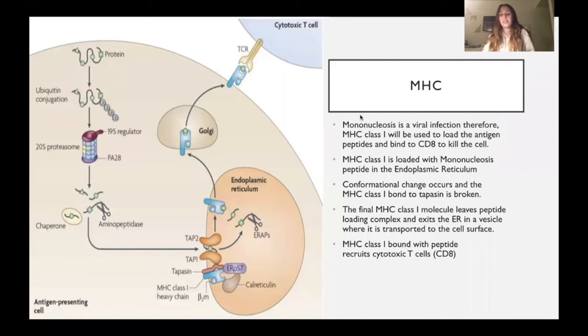So because mononucleosis is a viral infection, MHC class 1 is a complex that is used to load the antigen peptides. After the mononucleosis viral proteins enter the proteasome and are broken down into small amino acid sequences called peptides, that's when these peptides are loaded to MHC class 1. And for this to happen, the MHC class 1 heavy chain enters into the endoplasmic reticulum where it binds to calnexin. And calnexin is there to help stabilize that heavy chain.